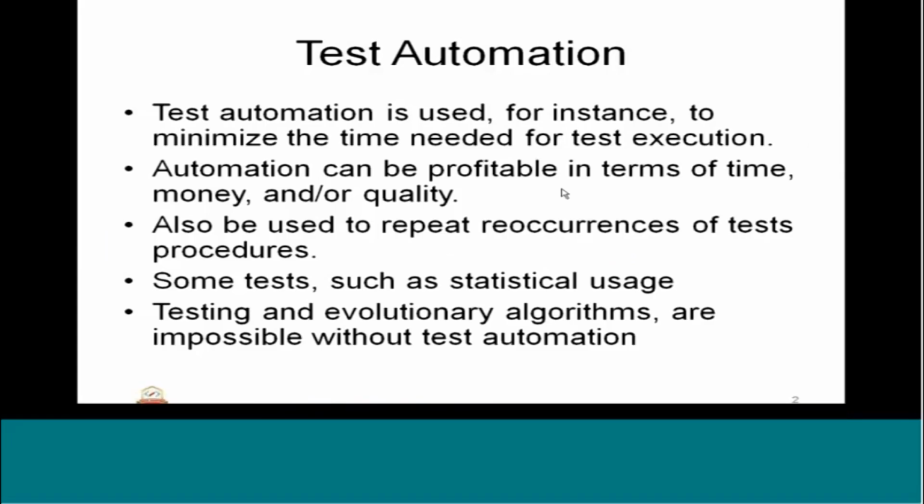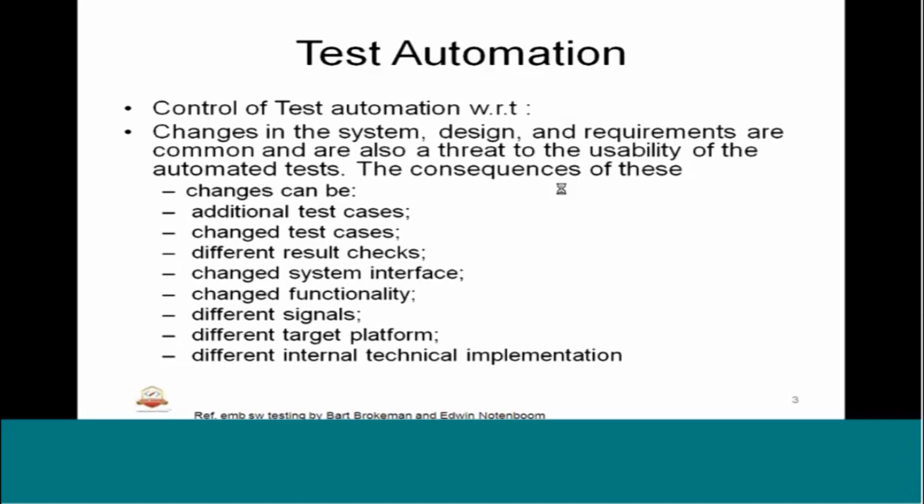Okay, so continuation of our test automation. So we can have the control of our test automation with respect to changes in the system. Design and requirements changes are common and are also a threat to the usability of the automated test. So what will happen is we have test automation completely for the entire bunch of the embedded software and the requirements. Sometimes there are changes or fixes that could happen to the system or the tests that are going to be applied for the system.